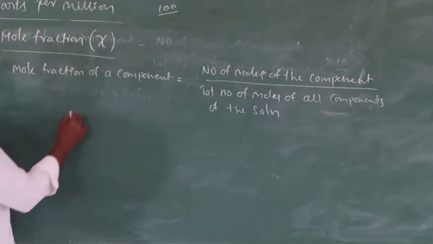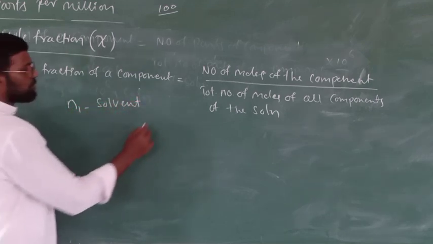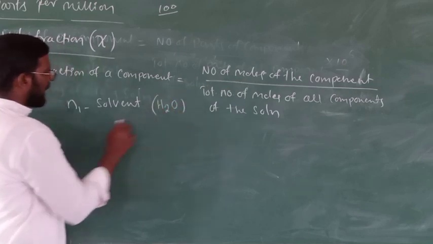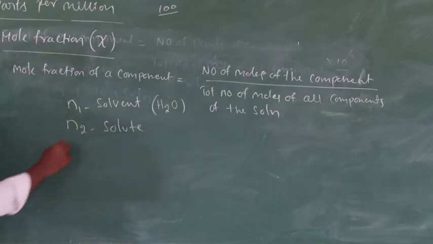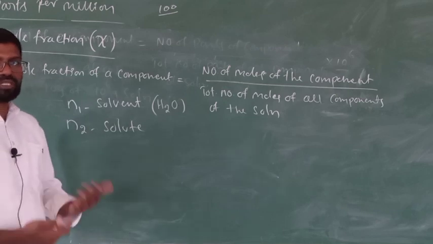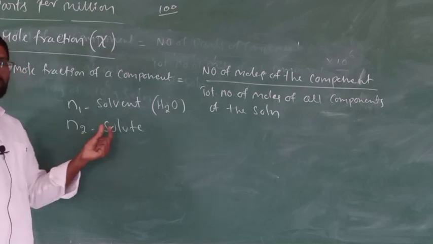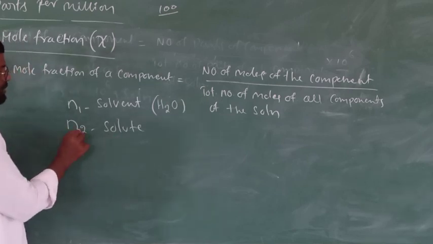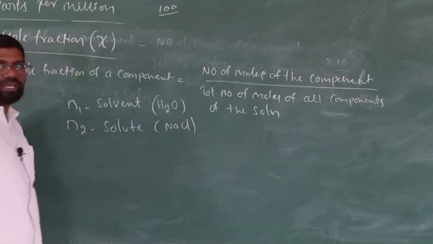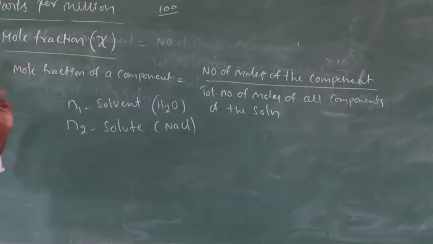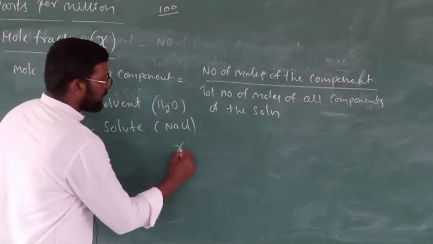In a given solution, some n1 moles of solvent is present. n1 moles of solvent. Usually we take water as solvent, and n2 moles of solute is present. n1 moles of solvent, n2 moles of solute. In my future discussions also, I am going to use the number 1 for solvent and number 2 for solute. So n2 means number of moles of solute. Here for solute I am taking NaCl as solute.